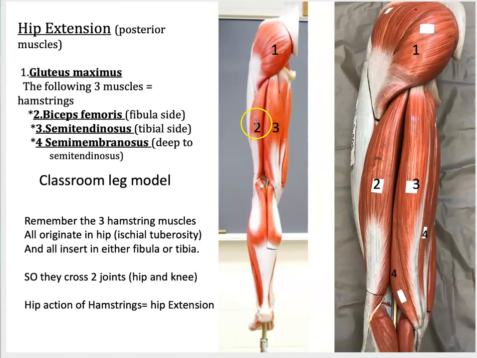Two of them are superficial. We can see them real easy. This first one is the biceps femoris. Now, biceps femoris, he's going to be your BFF. Biceps femoris, he's on your fibula side. Fibula. Remember, the fibula bone is down here. He is your lateral bone.